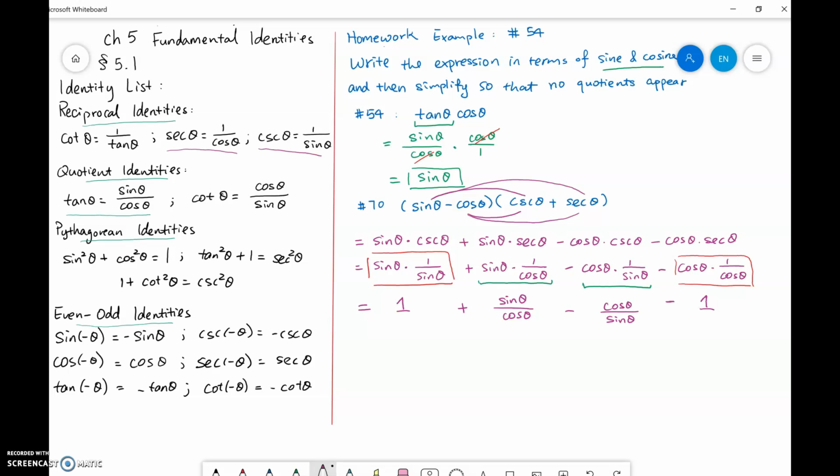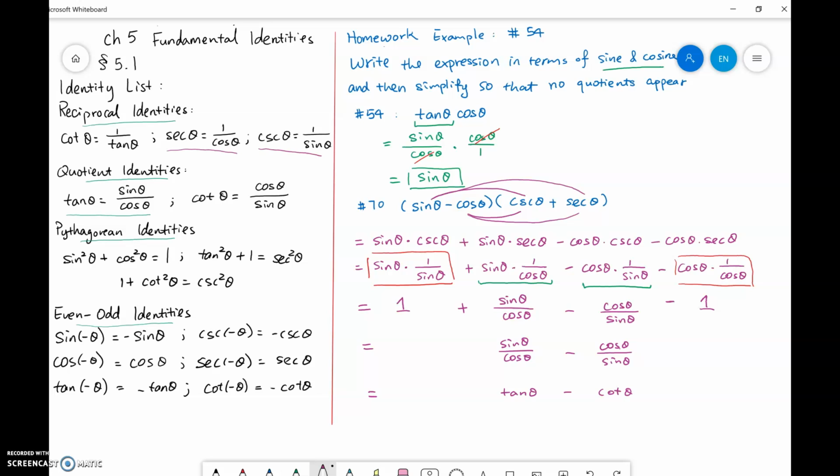So I'm going to continue with the simplifications. 1 minus 1 becomes 0. So we end up with tangent of theta minus cotangent of theta. Actually, let me write one more step. It becomes sine of theta over cosine of theta minus cosine of theta over sine of theta, which is tangent of theta minus cotangent of theta.